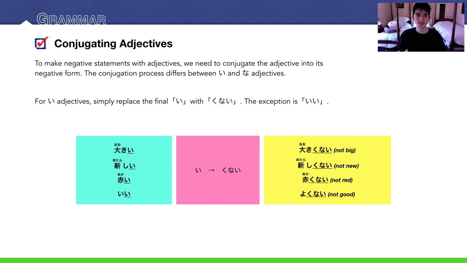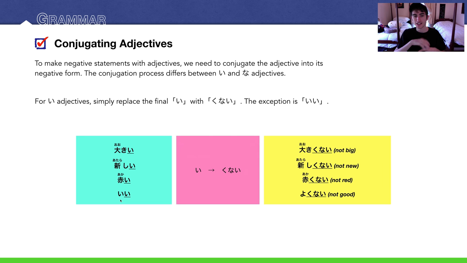To conjugate e adjectives into their negative form, take the final e and replace it with kunai. E to kunai. The exception here would be e, which means good. We have four examples here. Ooki, atarashi, akai, and e. Take the last e on all of those and change it to kunai, making them ookikunai, not big. Atarashikunai, not new. Akakunai, not red. Yokunai, not good.